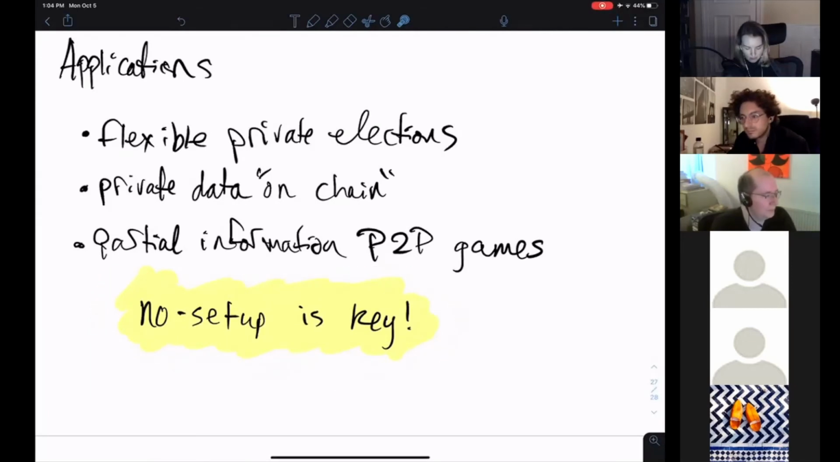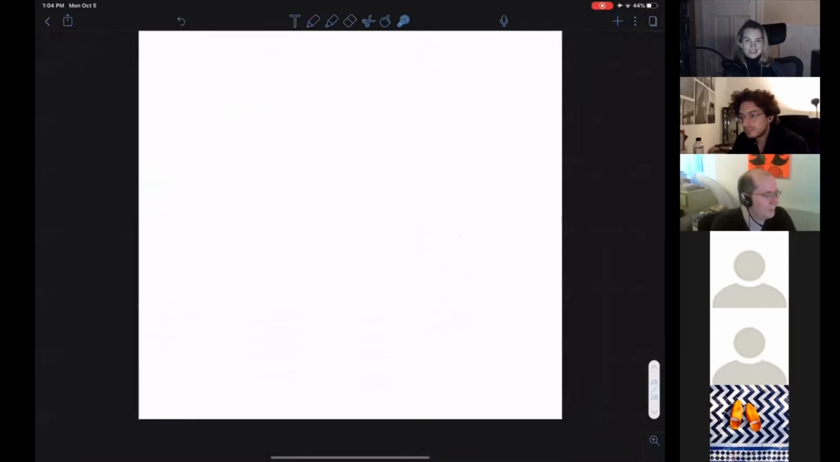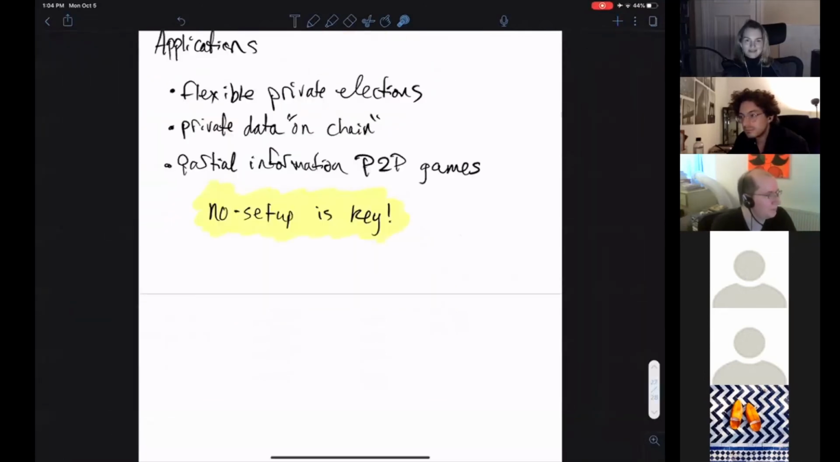Because if you don't, come on, you're not going to run a ceremony for every new smart contract. It doesn't make sense. I think that's all I have slide-wise. Yeah, but we can chat or whatever if you want to.